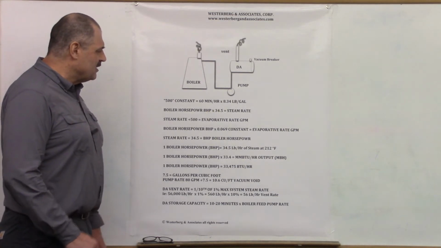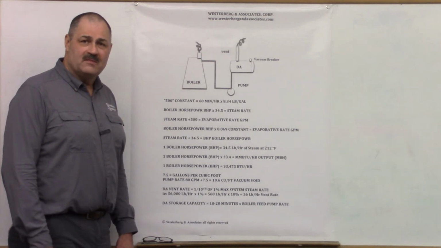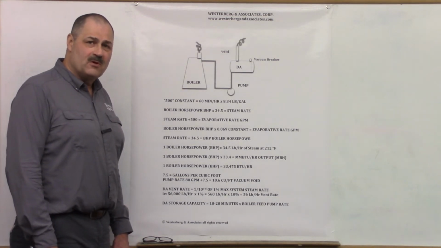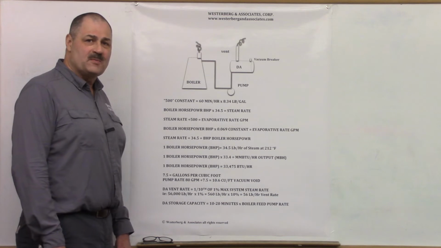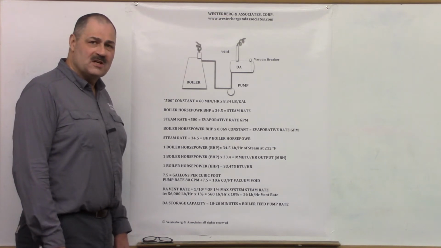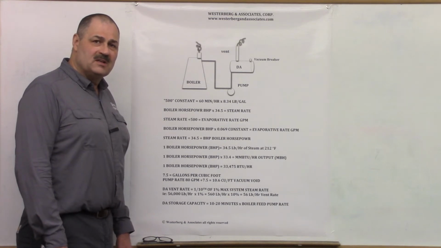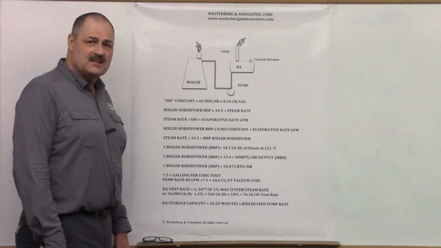The next number that we're going to look at is 34.5. If you don't know what the steaming rate of your boiler is, but you know what the actual horsepower rating of your boiler might be, you can take the horsepower rating of your boiler times 34.5 and it will give you an approximate steaming rate.